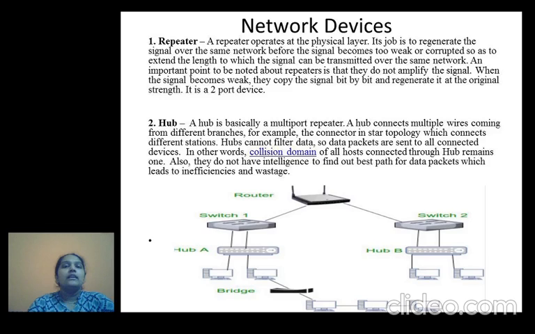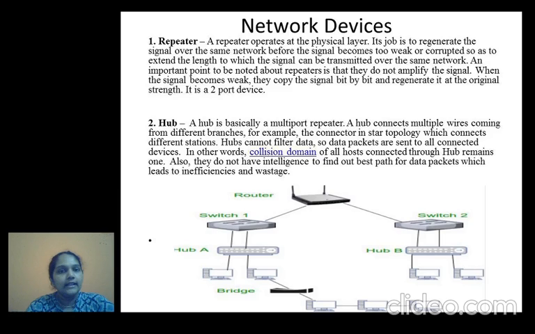So the repeater is very important. The base of further devices is the repeater. The repeater operates in the physical layer. Second, the repeater helps us to regenerate the signals. Third, when the signal becomes weaker, it copies the signal bit by bit and regenerates it with its original strength. It is a two-port device.